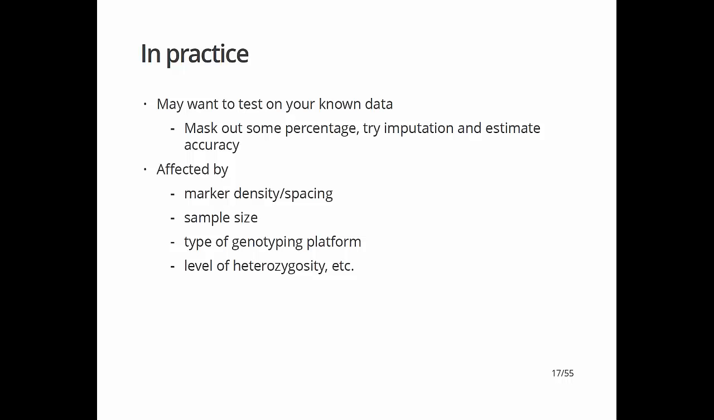Obviously, it's going to be affected by the marker density, by the sample size, by the type of genotyping platform, actually. In GBS, there's a lot of reasons why it might not be working, and so you might have larger regions where you're getting worse performance. And it could be affected by the level of heterozygosity as well.